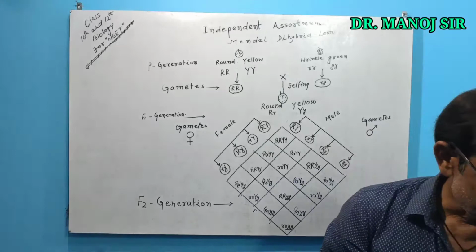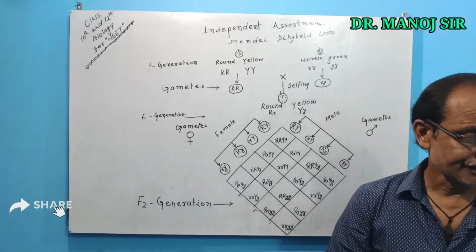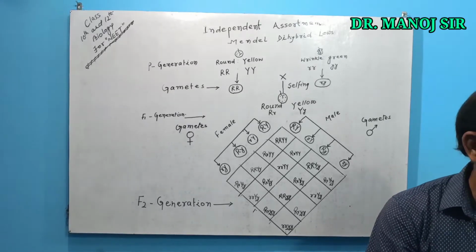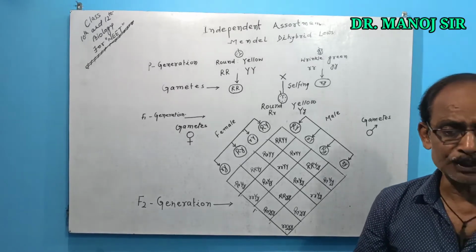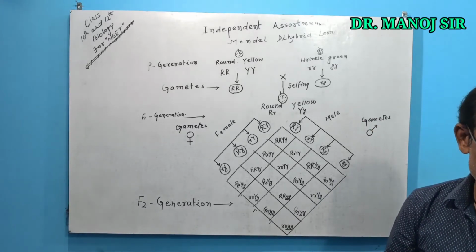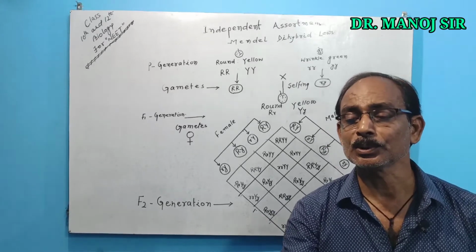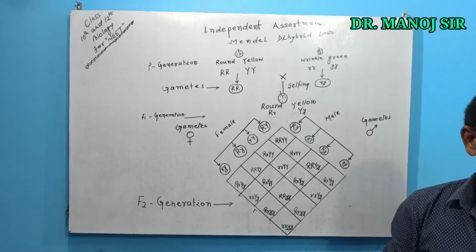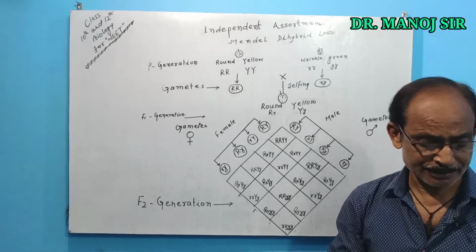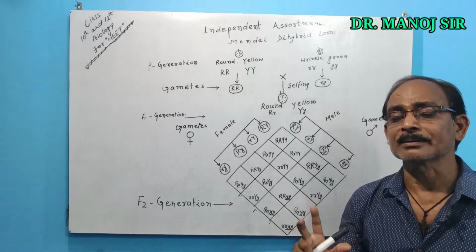According to the law of independent assortment, yellow 3 by 4 combined with 3 by 4 of round seed, that is 9 by 16, produce yellow round, and 3 by 4 yellow and 1 by 4 wrinkled producing 3 by 16 yellow and wrinkled.